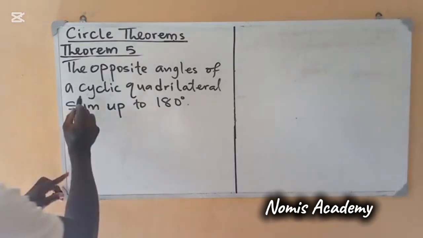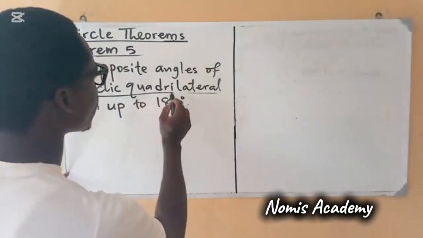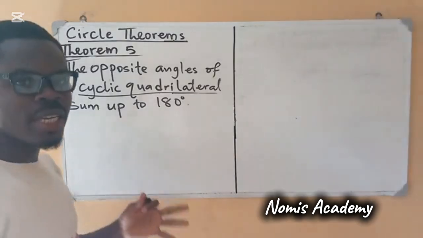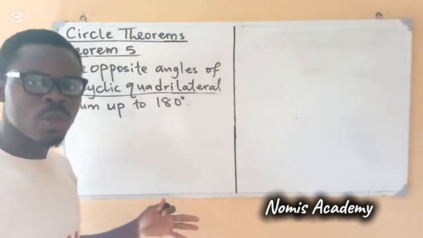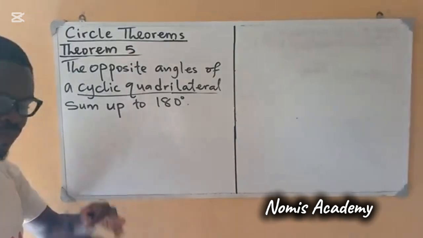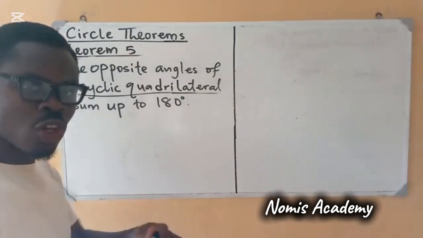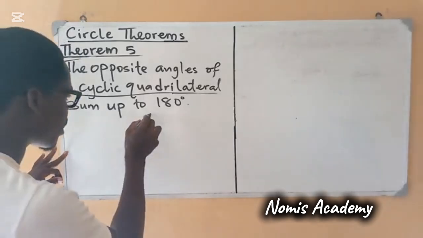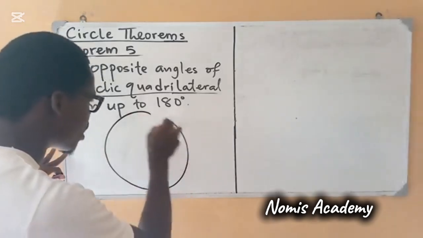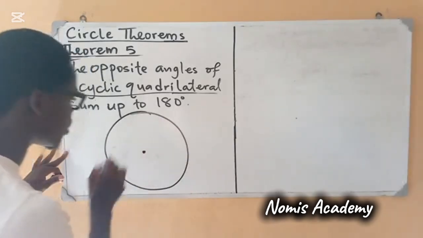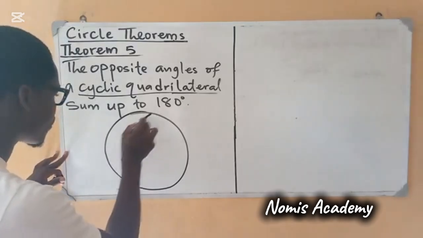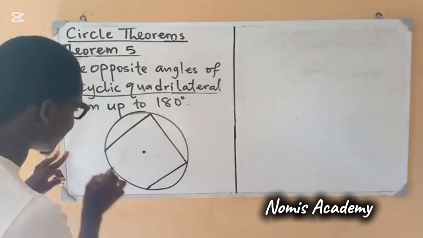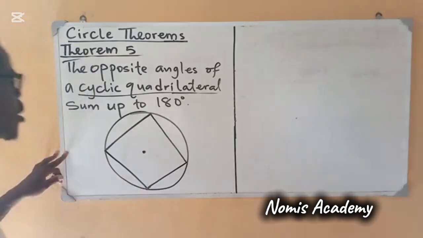So I would like to define a cyclic quadrilateral. So what is a cyclic quadrilateral? A cyclic quadrilateral is a four-sided shape whose vertices lie on or touch the circumference of a circle. So let's take this diagram to explain what I just said. This is the center of a circle. So we have a quadrilateral inside, or which is inscribed in a circle.